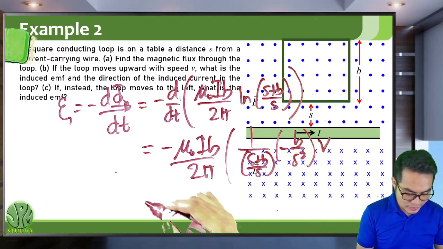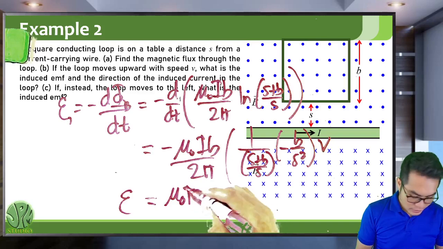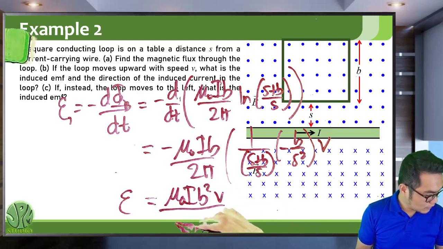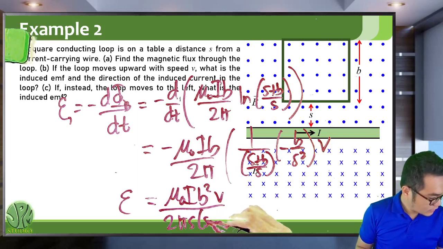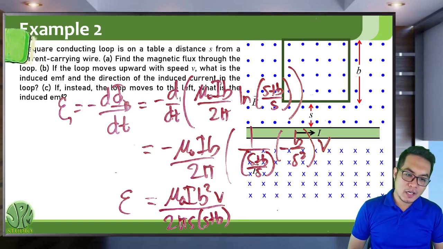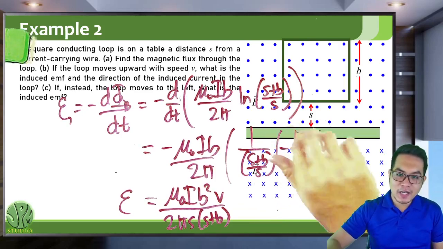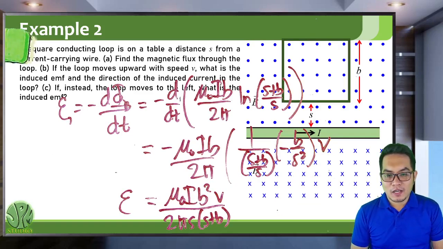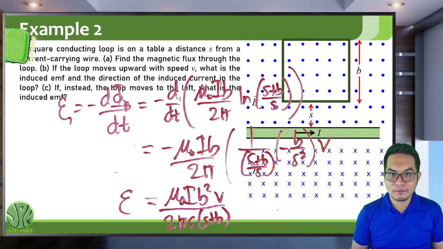Okay, and you will get the induced EMF is equal to, there's a negative sign, so it's positive μ0 I b squared times v over 2π(s + v). So if the induced EMF is positive, meaning the direction of the area vector that you assume is correct. If you get a negative value, meaning the direction of the area vector that you assume, or the direction of the current that you assume, is the opposite direction.